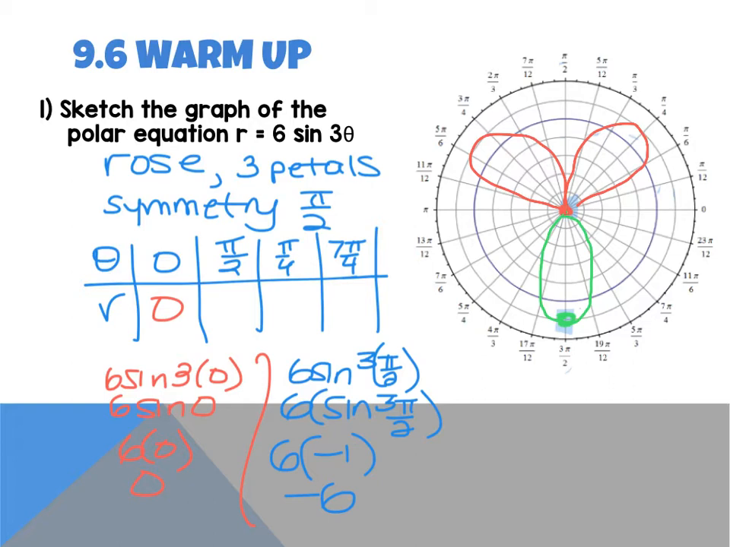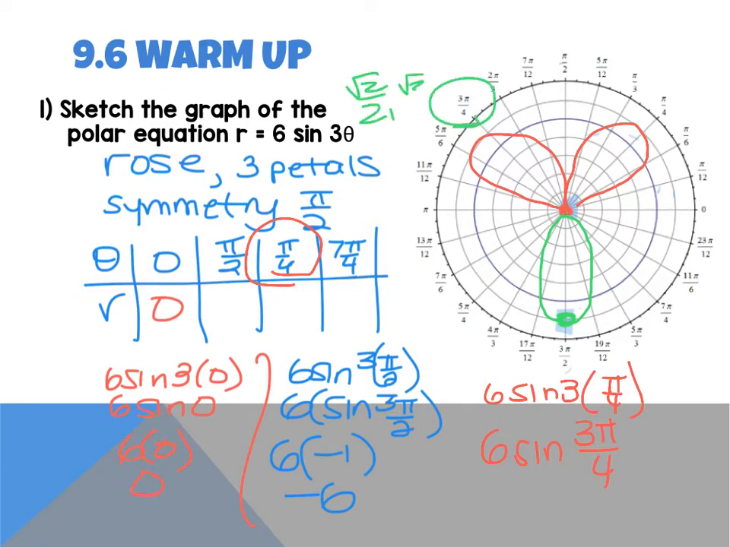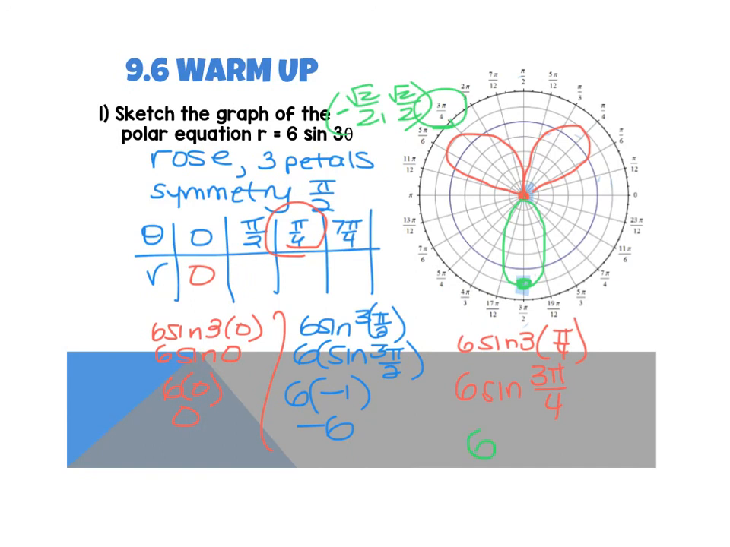Where's that furthest point? So if I were to plug in pi over 4, I'm going to skip right to that one, and get 6 sine of 3 pi over 4. 3 pi over 4 is over here. My pi over 4 is root 2 over 2 and root 2 over 2. The sine on that would be positive. The cosine would be negative. So this is 6 times positive root 2 over 2, which is 3 root 2.